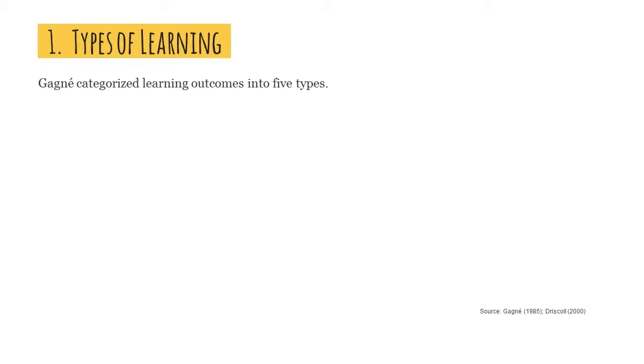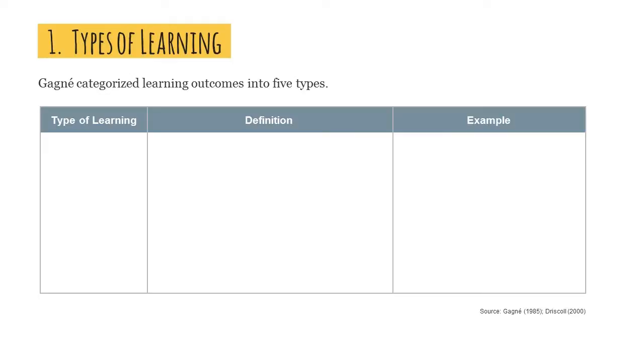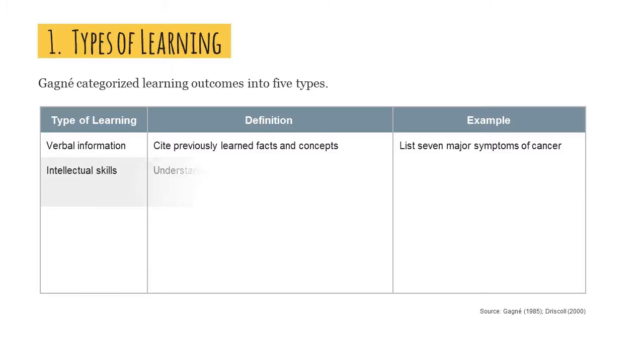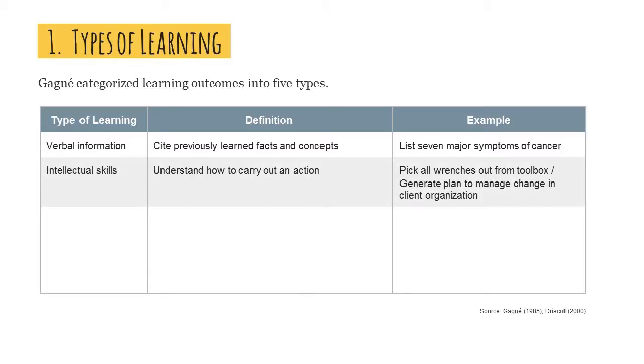Gagne categorized learning into 5 types. The first category is verbal information, which involves the ability to cite previously learned facts and concepts. The second is intellectual skills, which involves understanding how to carry out an action. This can range in complexity from being able to identify classes of objects that are similar, to actions involving higher-order thinking skills like generating a plan for a client.